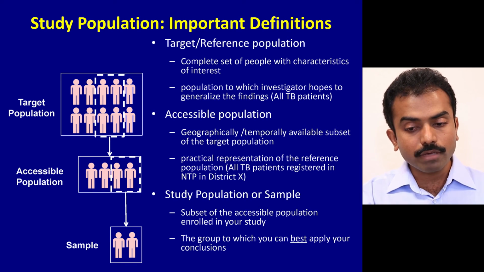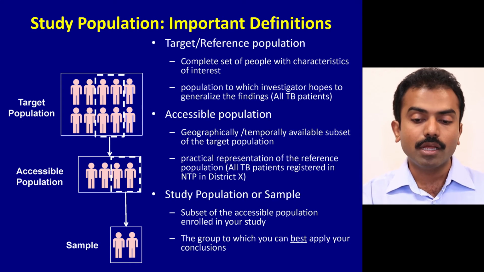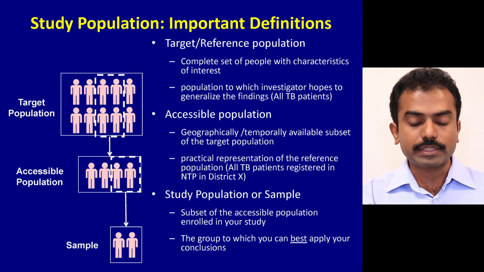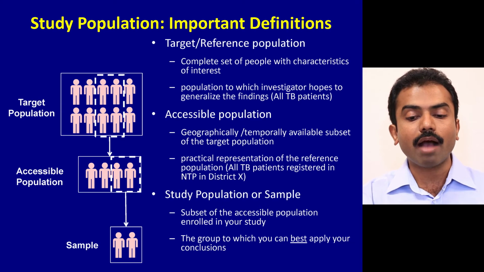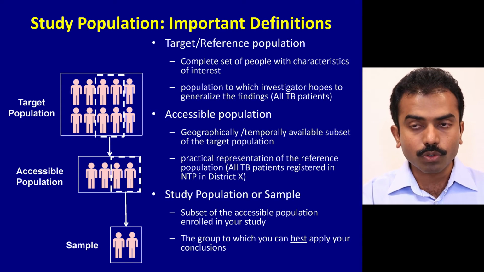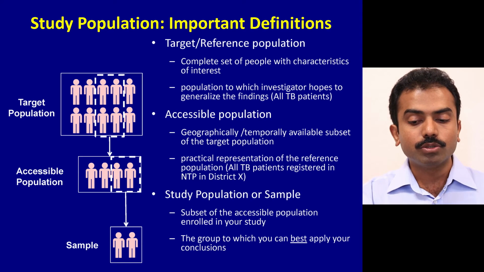But we may not even be able to study all TB patients in that particular district and want to draw a sample of that. That is going to be the study population or study sample: the subset of the accessible population which is actually enrolled in our study. And this is the group from whom we are going to collect the data and probably the group to which we can best apply our conclusions. So that is going to be the study population.